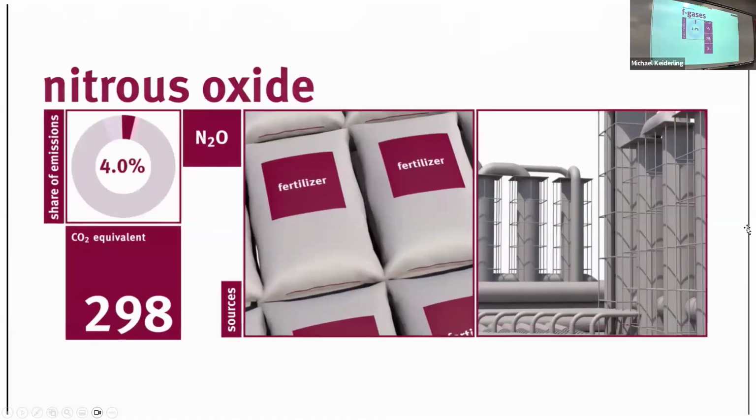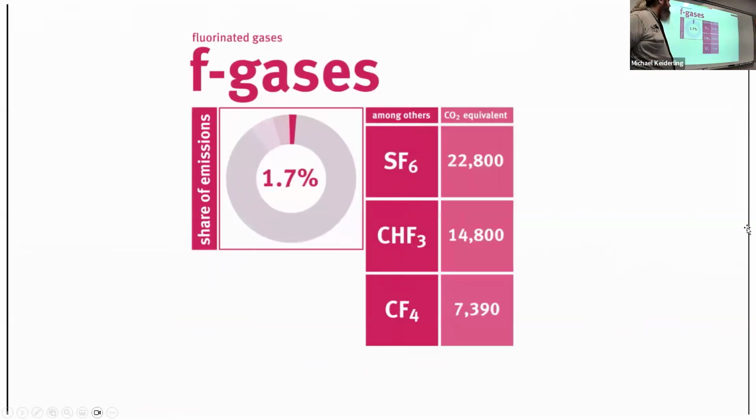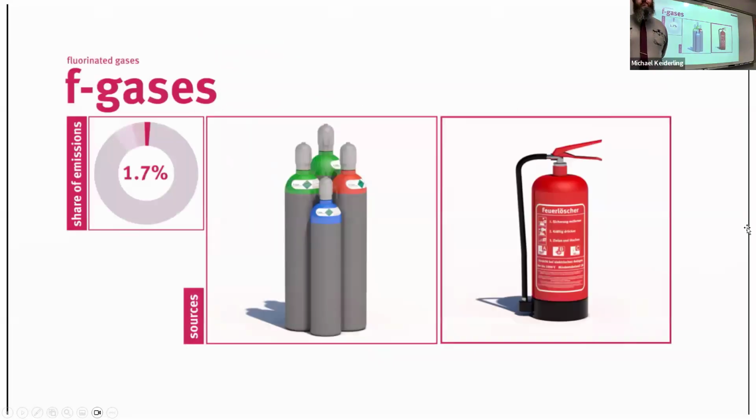Although fluorinated gases only account for a very small proportion of total emissions, some of them have an extremely potent greenhouse impact. The CO2 equivalent of sulfur hexafluoride, for example, is 22,800. F gases are used as coolants and extinguishing agents, as propellants and in solvents, among others.